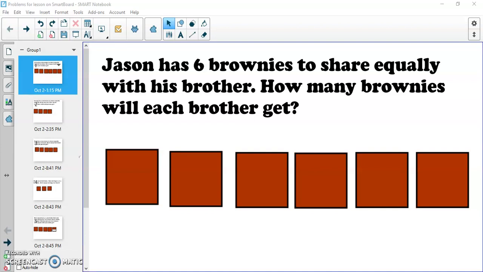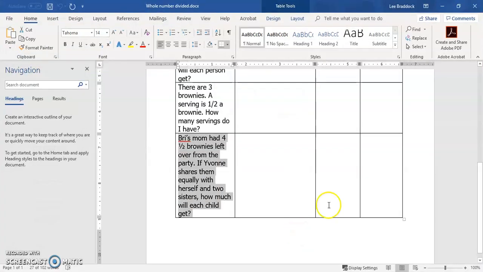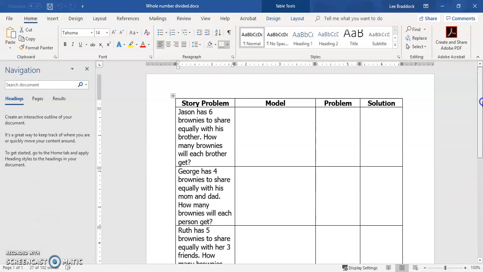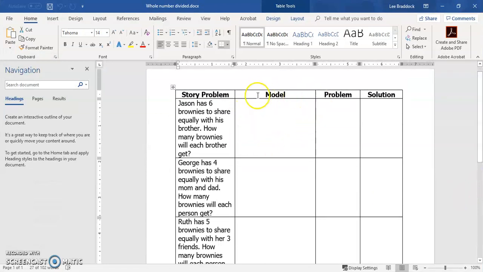Hey guys, today we are learning about division of whole numbers and whole numbers divided by a fraction. Make sure you open up to your binder page. It looks like this, just in case you were wondering. You will draw the model, we will write out the problem, and then we will make the solution. So model, problem, solution.